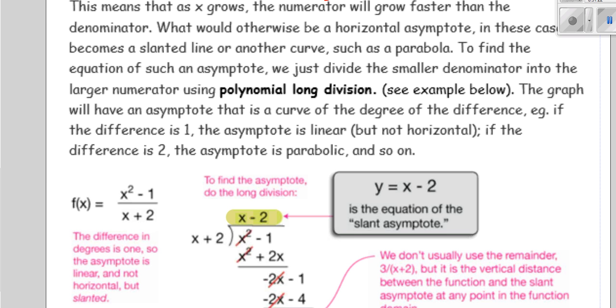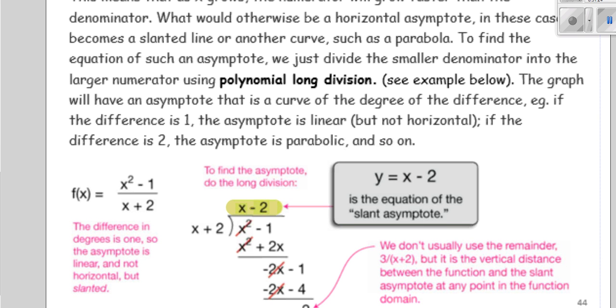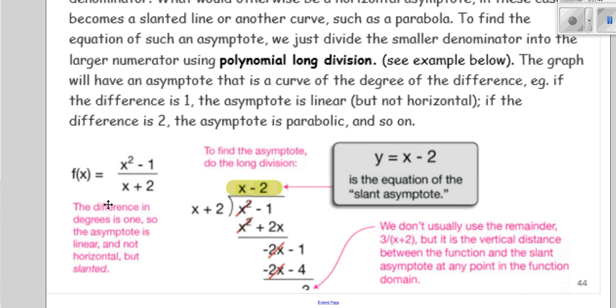Pretty weird. Okay, so now the graph will have an asymptote that's the degree of difference between them, so basically a linear or a quadratic. So this is a linear asymptote, but it's not horizontal. It's just a linear one going up like that. If the difference is 2, the asymptote is parabolic and so on. Okay, so I'm going to talk you through how we do this polynomial long division. It's going to rock your world.